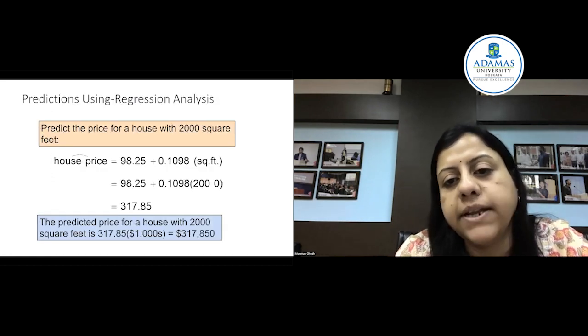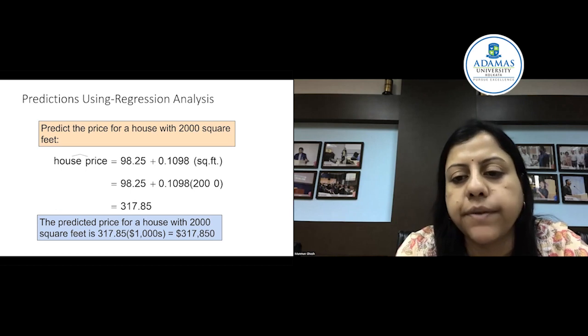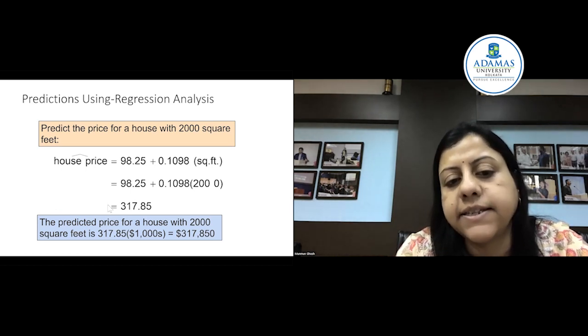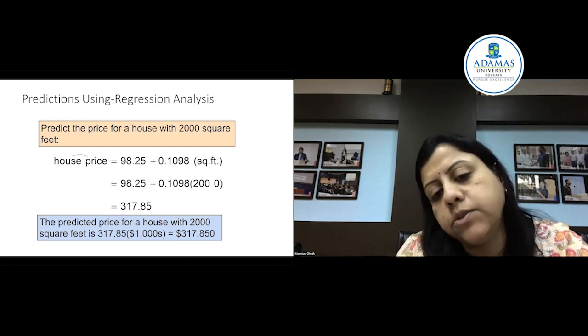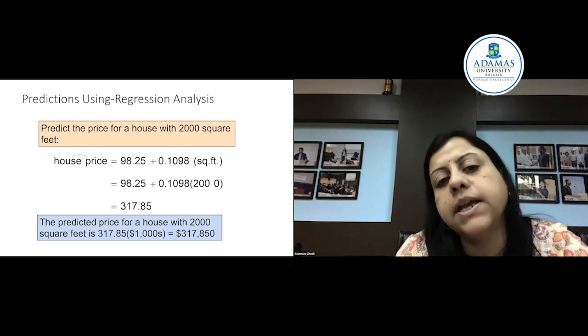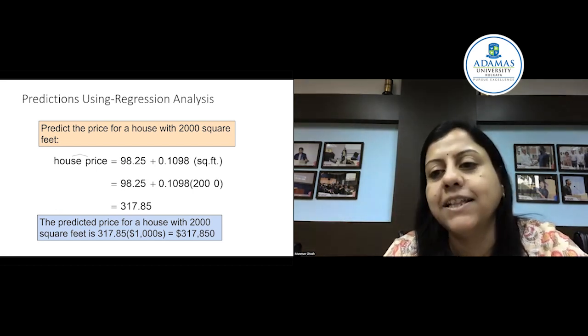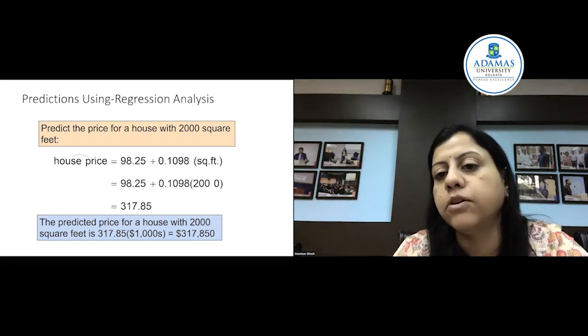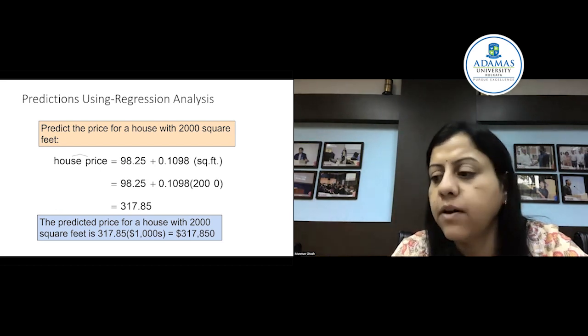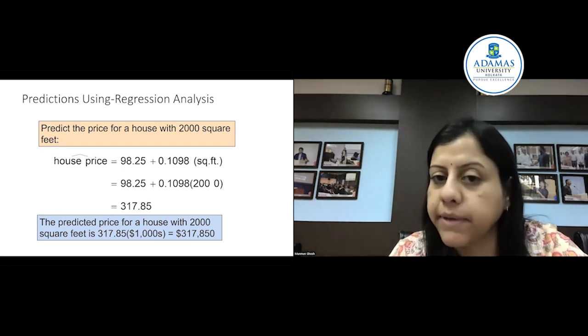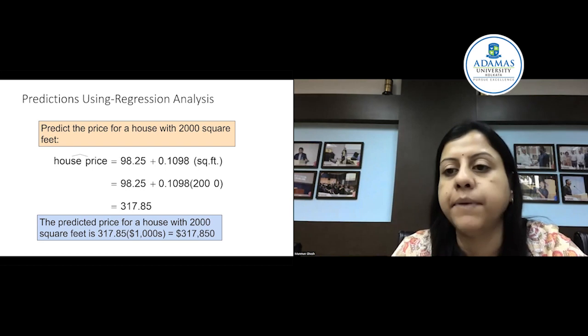So just see how it has been predicted for 2000 square feet. I incorporated 2000 here, and I get the estimated house price for 2000 square feet. But it is 58% correct, because your R square says that 58% of the variation in the study variable can be explained by the independent variable.